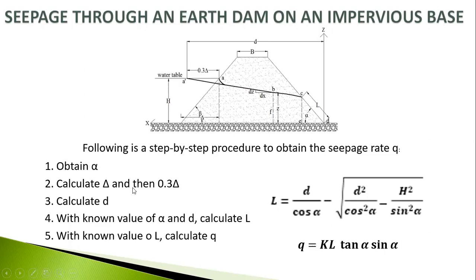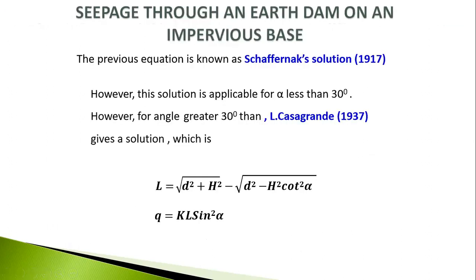We have to calculate delta. This portion is called delta, and this portion is also called delta. We have to calculate d, which means this one, and 0.3 delta. Now we have to know the value of alpha and d, and finally calculate L. After putting the values in, we will find Q. This equation is basically called the Schaffernak solution.